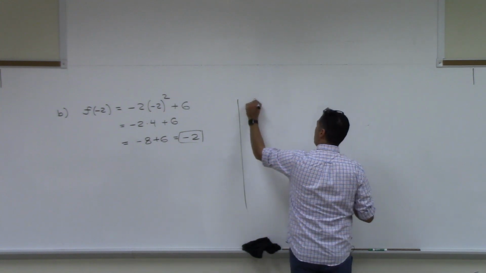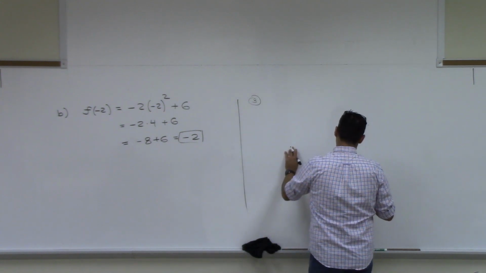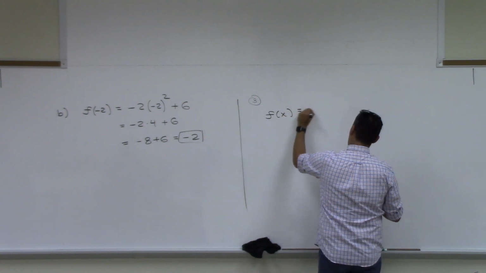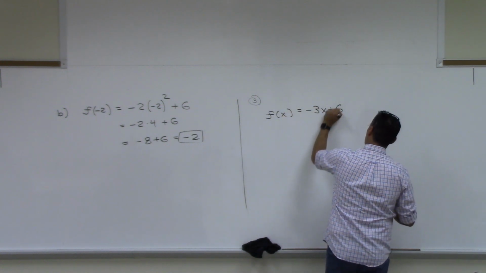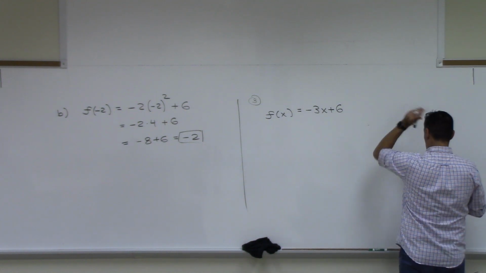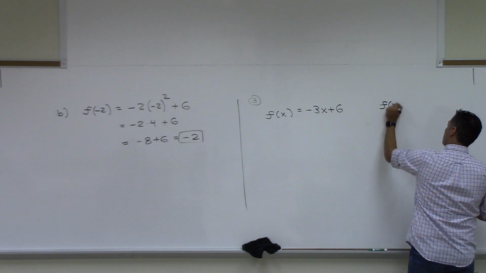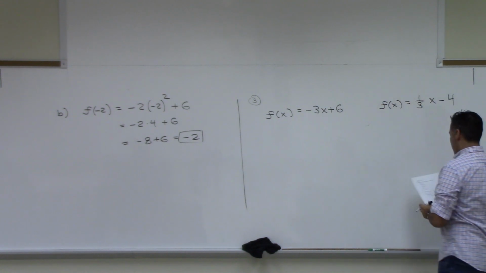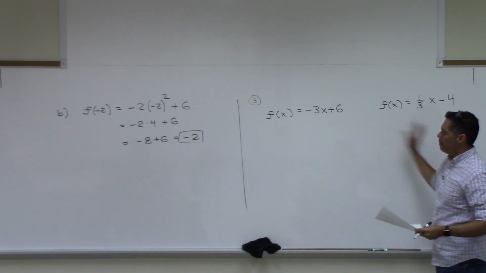So for number 3, sketch the line. So I give you this function f of x equals negative 3x plus 6. Let's do part B also. What is it? 1/3 x minus 4. All right, I'm going to sketch both of these lines separately.